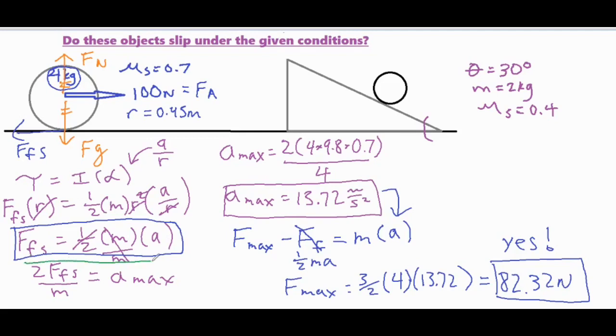We are still going to be saving this over here because the amount of static friction, again, is going to determine how much force it can withstand. So let's go ahead and pull this idea off to the side. The maximum linear acceleration is 2 times the force of friction divided by the mass. And then the second thing that we're going to save is this part over here. So the maximum force equals 3/2 m times a.